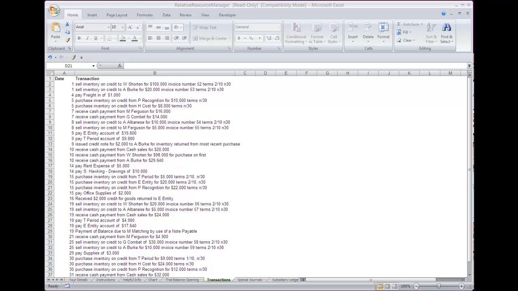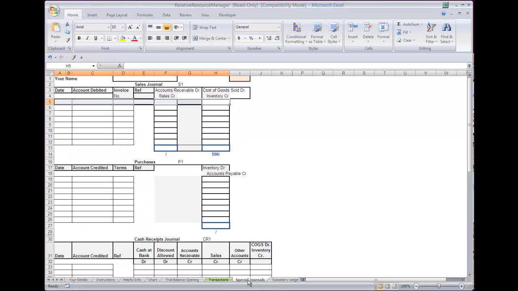So if we go to the special journals and the sales journal and we look at the transaction, the date, let's say it is the 1st of May, the account debited is W shorten, the invoice number was 52. Here we have a posting reference, which we'll come back to later. Then we're making a sale.